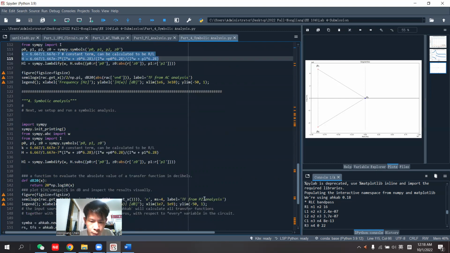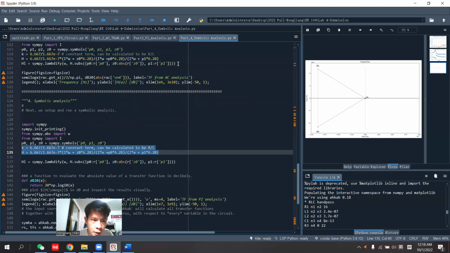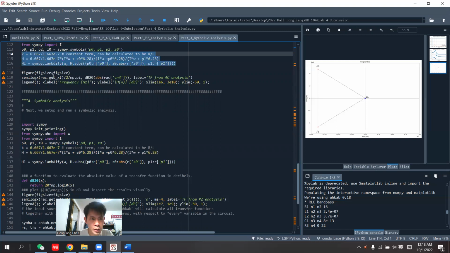The K value and H value are the same because we just observe different analyses, but the same components that we use in this circuit.